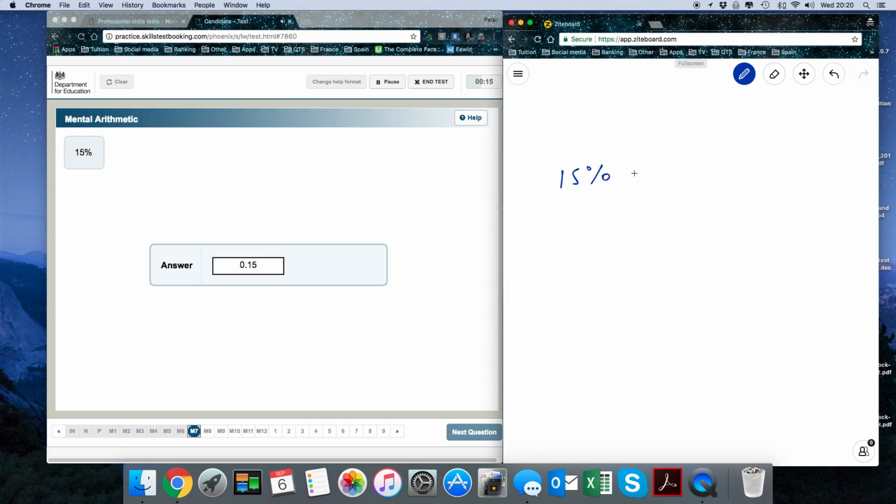I'm not even really going to explain that one, you just need to know it. Okay, there isn't really anything to teach there. If you know that 15% is 0.15, and you understand your decimals and your percentages, which you definitely need to for this test, that's one of the easiest questions you're ever going to get.